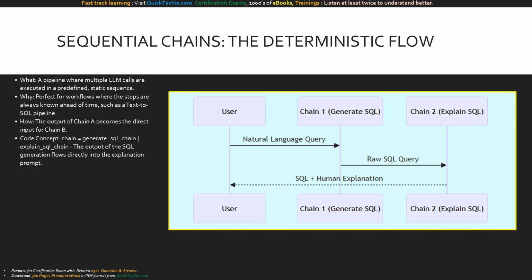This sequence diagram illustrates a perfect sequential chain. The user submits a natural language request. Chain 1 receives it, interfaces with the LLM, and outputs a raw SQL query. Instead of returning to the user, that SQL output is immediately passed to Chain 2. Chain 2 processes it and returns the final, polished explanation to the user. The flow is strictly linear.